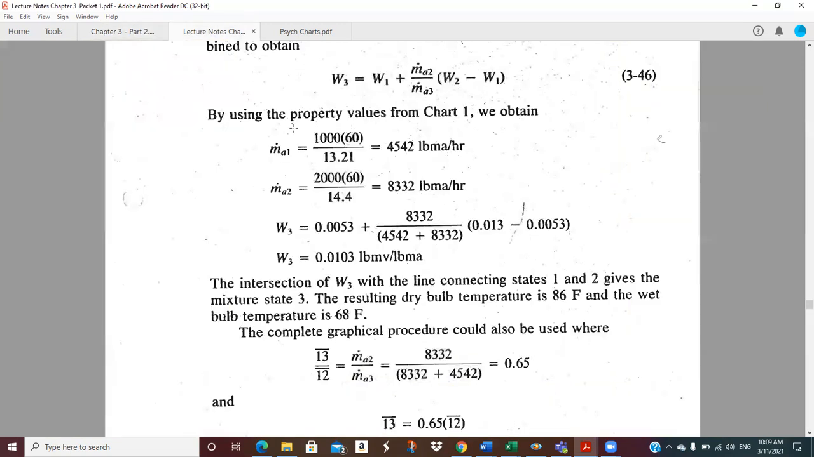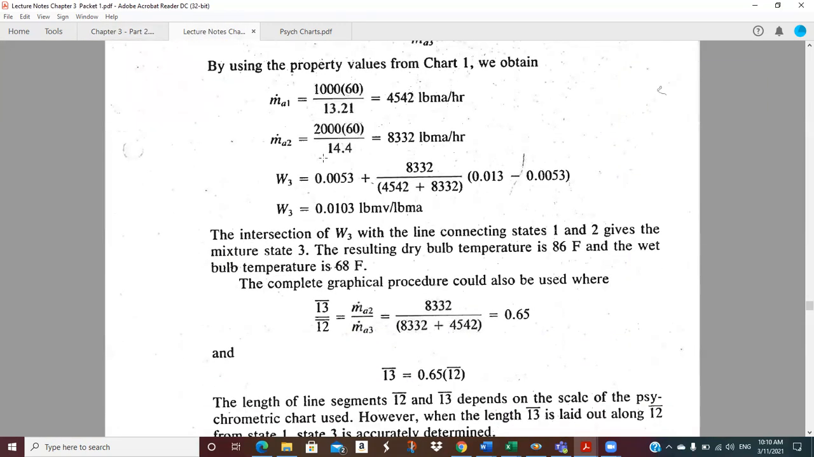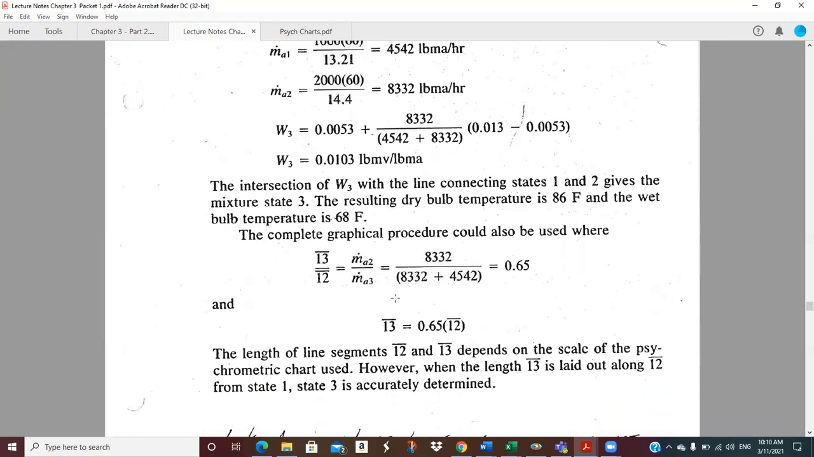So either way, if you're programming a computer, you're going to have to do the equations. If you're doing it by hand on a psych chart, I would probably do the graphical. It's pretty quick once you get used to it.